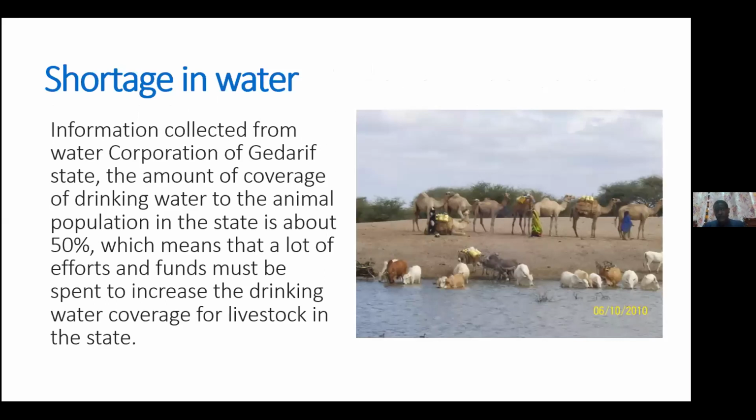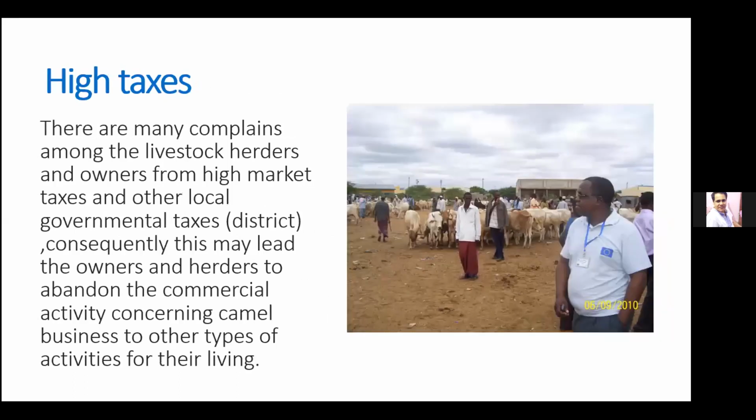Shortage of water is one of the challenges of the pastoralists in Sudan, especially the mobile pastoralists. The information collected from the water corporation of the Gadaref state shows the coverage of drinking water for the animal population in the state is about 50%, which means that a lot of effort and funds must be spent to increase drinking water coverage for the livestock in the state.